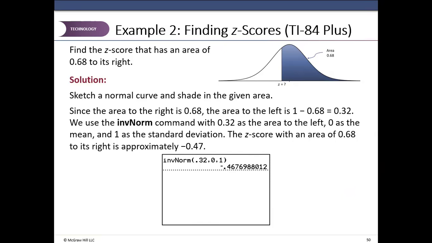So second, verse, number 3, area is 0.32. Mean and standard deviation do not change. Paste, enter and enter. And the answer is minus 0.4676.